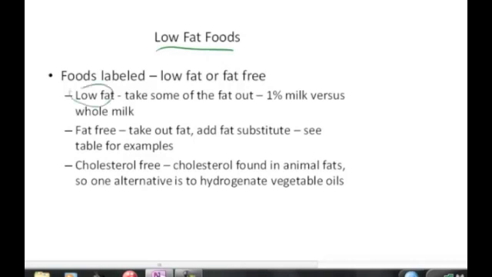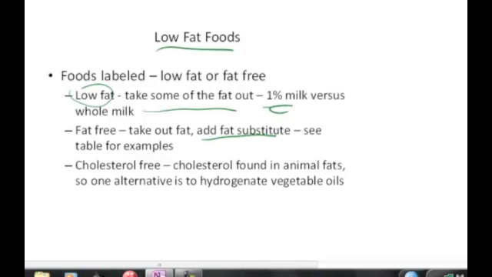For example, if it's low fat, that means you take some of the fat out. For example, 1% milk versus whole milk. That milk is considered low fat because some of the fat has been removed. Fat free is when you take out all the fat. Sometimes they add back a fat substitute. Now, in the case of milk, like skim milk, it's just fat-free. They've taken the fat out, or you can have fat-free yogurt. But some foods, they add a fat substitute.